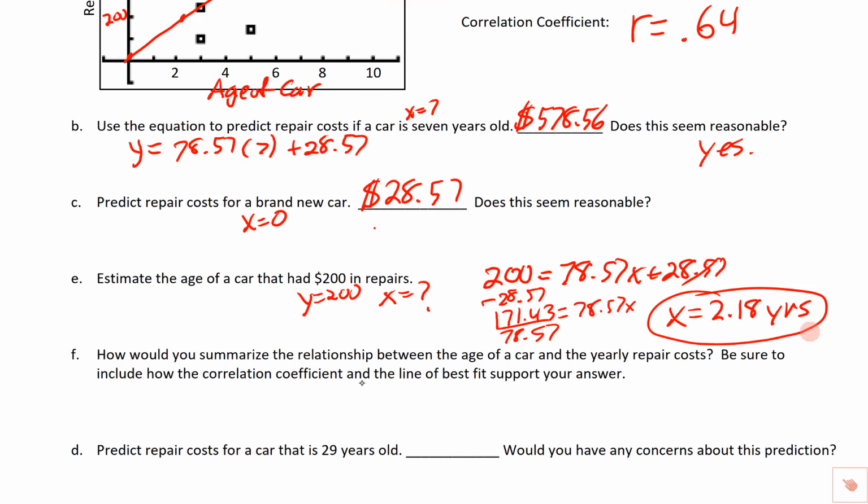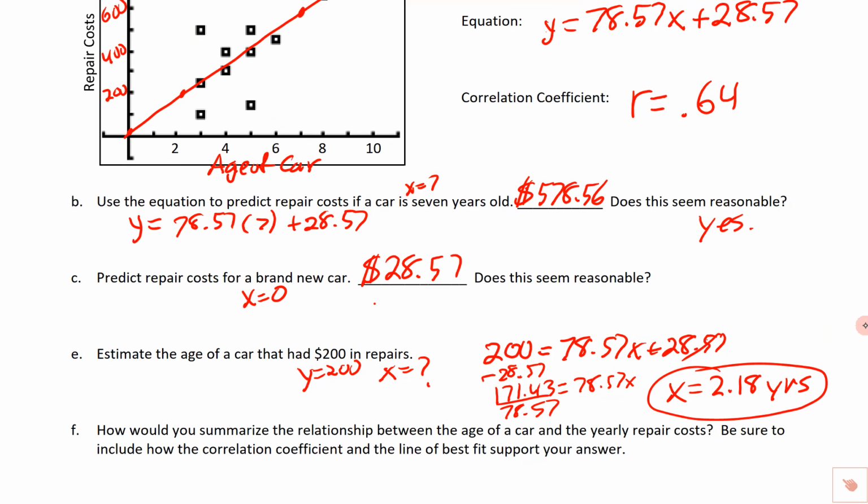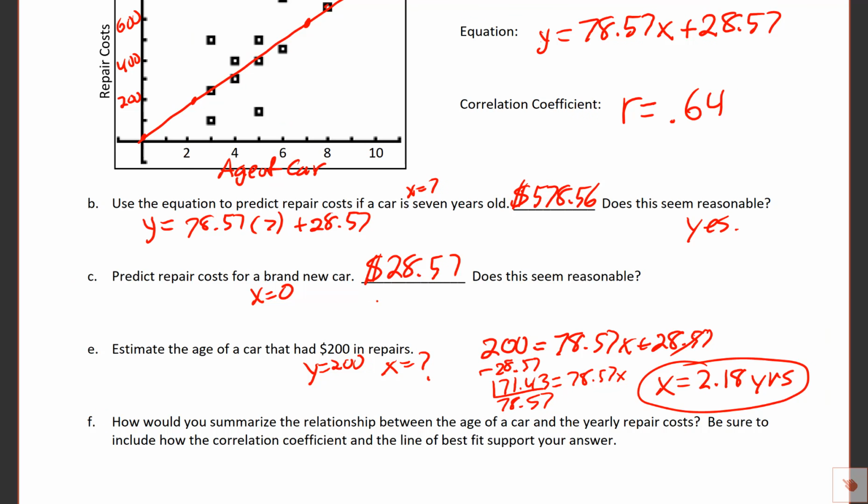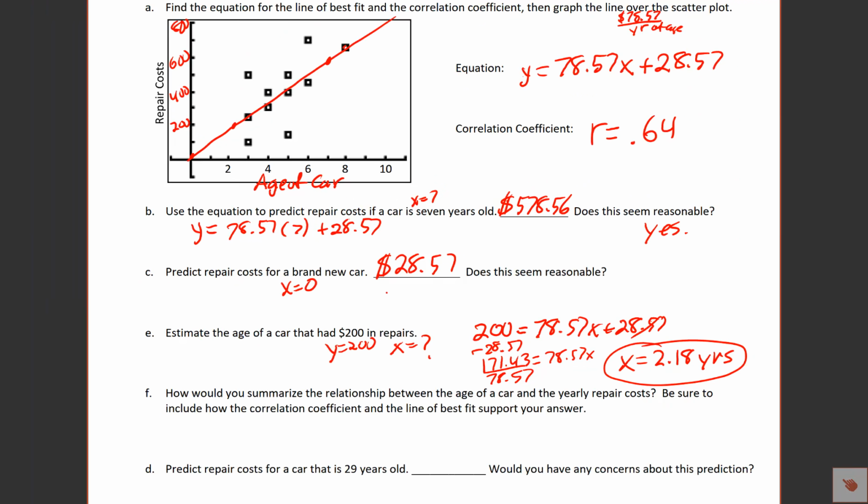So I'm going to come back over here, and let's finish this off by talking about how you would summarize the relationship between the age of the car and the yearly repair costs. And it says be sure to include how the correlation coefficient and line of best fit support your answer. So I'm going to shrink down just a little bit so we can see what this relationship was. And we talked about this already. So the older the car gets, the higher it is in age, as the years go by, it's going to cost us more in repairs.